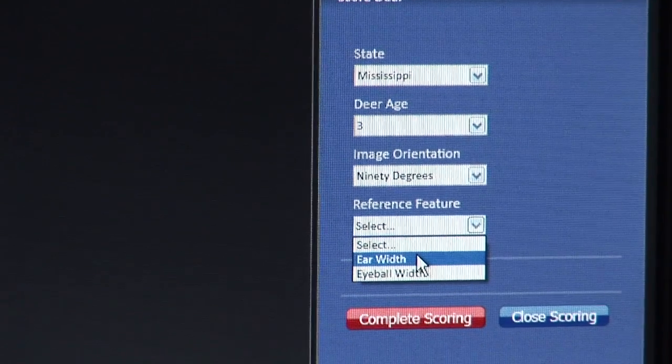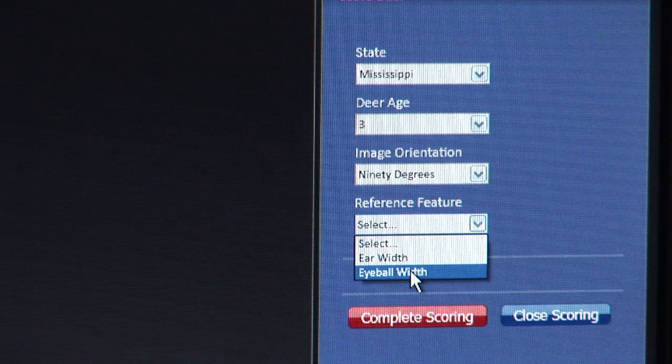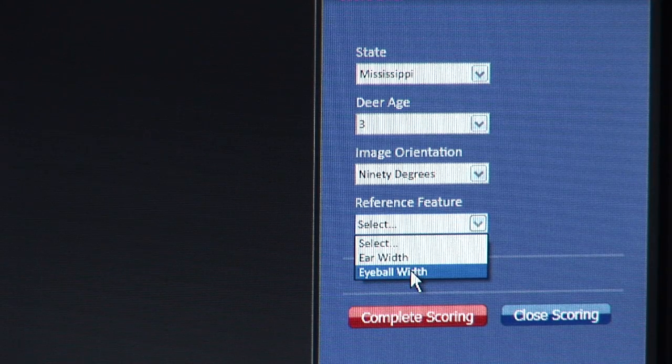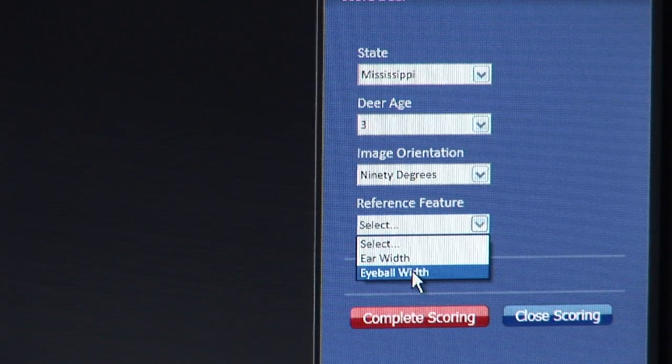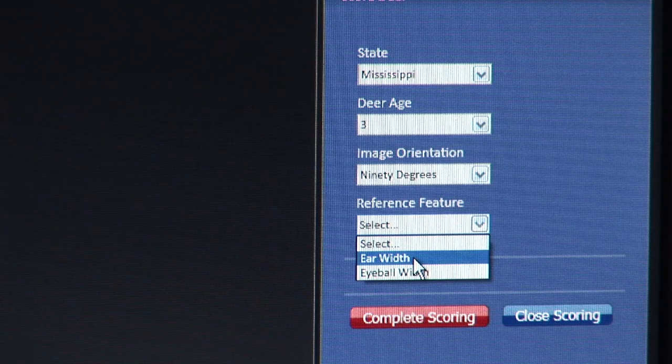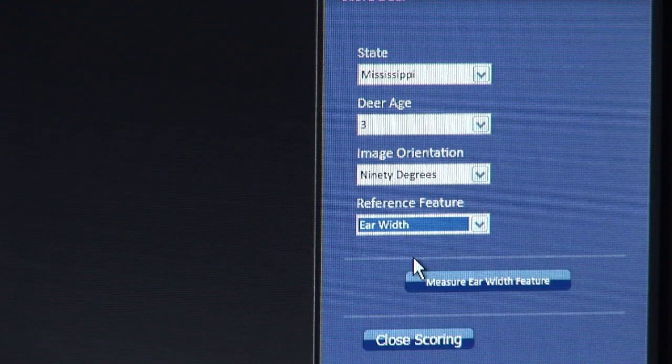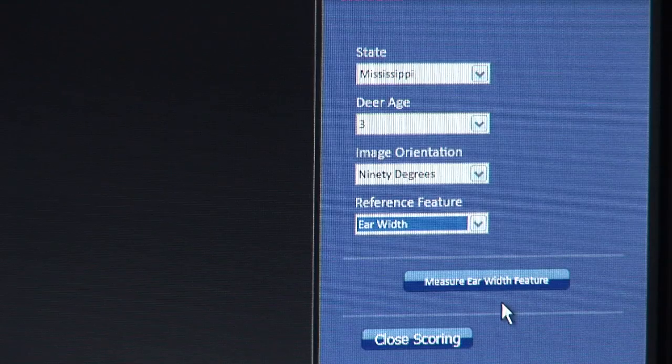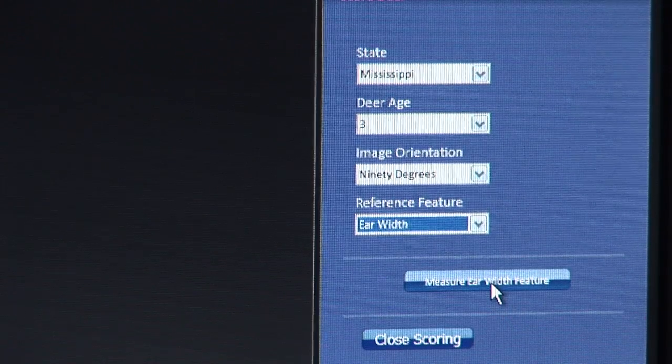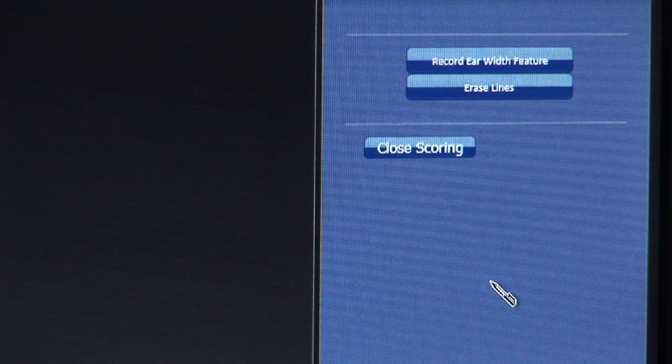Ear width is the best feature, whereas eyeball width is the second best. For this purpose, I will select ear width, and to begin, I will select Measure Ear Width feature. My mouse turns into the pen, indicating that I'm ready to draw on the image.